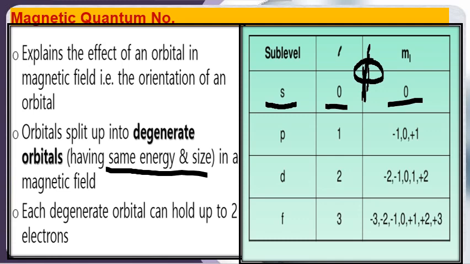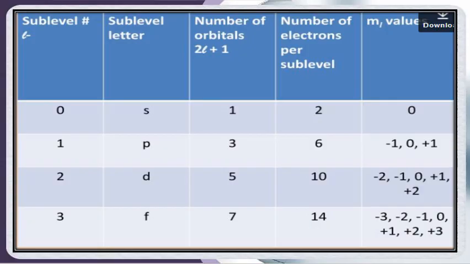Right? Now here it is given the relationship between L and M. L means the azimuthal quantum number and M means the magnetic quantum number. Here you can see when the value of L is 0, I think you remember now that it is the S subshell. The number of orbitals for this is only 1, so the total number of electrons it can have is 2. There is just one value of M, that is 0. It means it is of spherical shape.